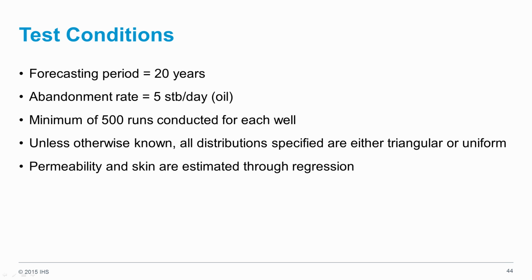The test conditions for this example: our forecasting period was 20 years. Abandonment rate again was 5 barrels per day. 500 Monte Carlo runs were simulated. And once again, unless otherwise known, all distributions were either triangular or uniform. And the permeability and skin were estimated through regression.